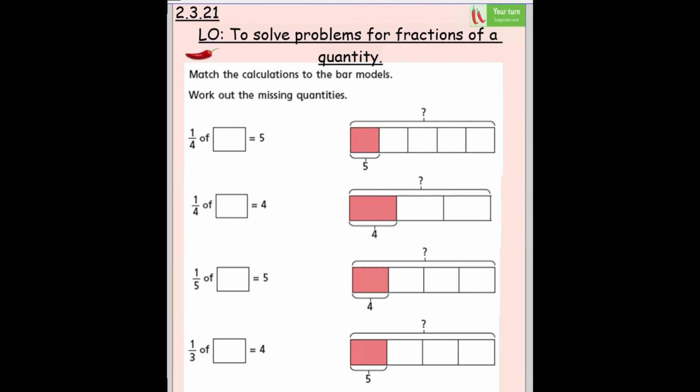Now it's your turn. Remember to do 1 chilli's worth of work depending on how you've got on with today's lesson. Either do chilli 1, chilli 2 or chilli 3. This question is for chilli 1. It says match the calculations to the bar models. Work out the missing quantities. Pause the video and have a go now.